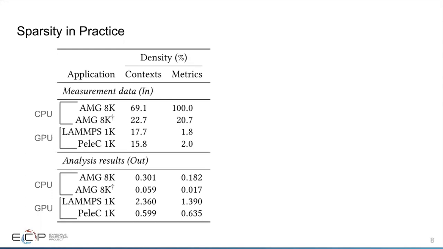So in practice, how sparse is it? We did a bunch of experiments on both CPU-based code and GPU-accelerated code. For CPU, we have AMG2013. For GPU, we have LAMMPS and Pele-C. For the AMG, the difference between the first one and the second one is that for the first one, we only used one CPU metric, and for the second one, we used 7 CPU metrics. The upper half of the table is about measurement data, which is the input for HPCProf, and the lower half is analysis results, which is the output for HPCProf. Let's first talk about measurement data.